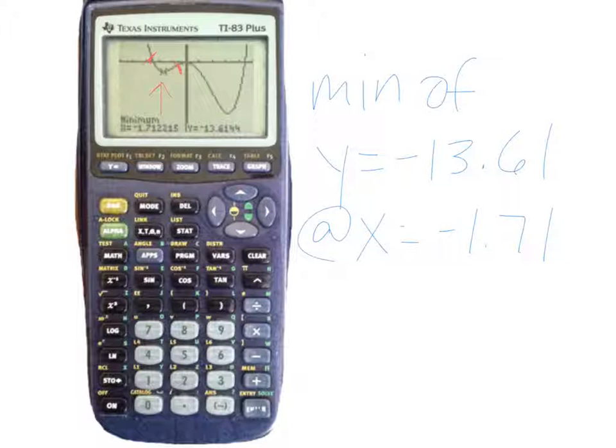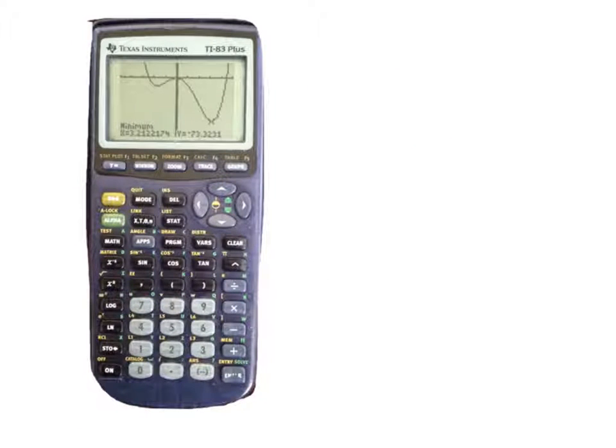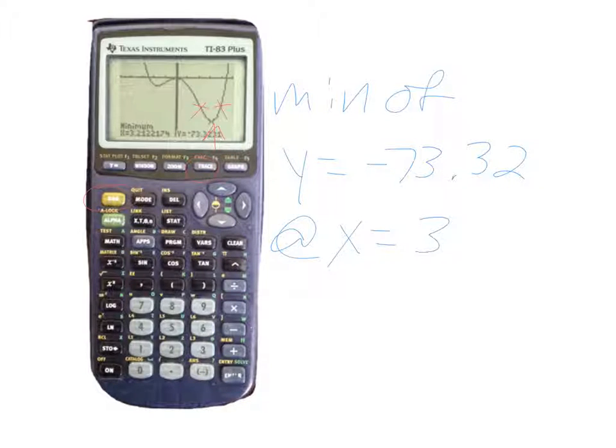And then we need to find the other minimum. So again, you're going to push second trace, choose minimum. Where it says left bound, go to the left, hit enter. When it says right bound, go to the right, hit enter. Enter when it says guess. And we have a minimum of y equals negative 73.32 at x equals 3.21.